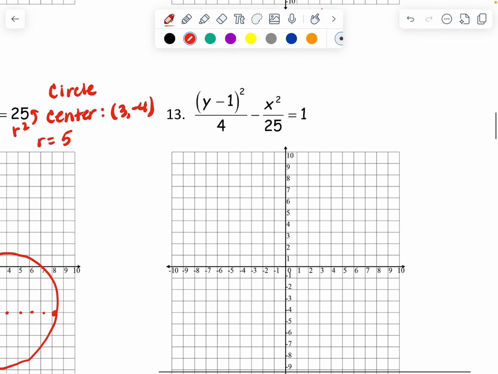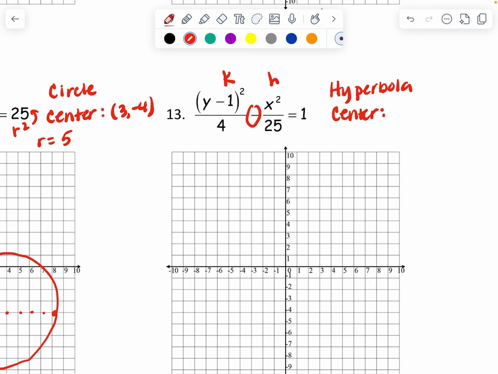All right, now this guy, because there's a minus sign in between, this is a hyperbola. Okay, so here's what I need for the hyperbola. I need the center. That's your (h, k). You guys remember the k goes with the y, the h goes with the x. So this is actually going to be (0, 1). So my center is right here at (0, 1).